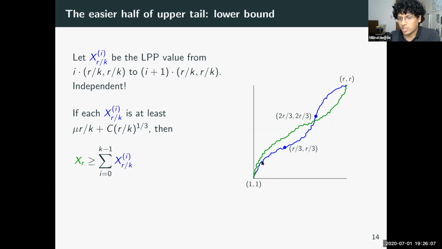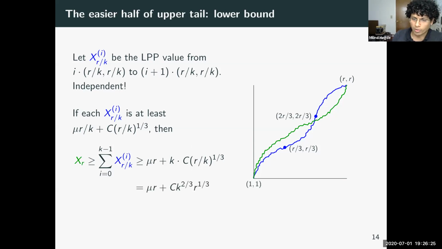So now suppose you knew that each of these three subpaths was at least mu r over k plus c (r over k) to the 1/3. If you knew this, then you would have this lower bound on X_r of k times the fluctuation plus mu r. If you just work it out, it's k to the 2/3 r to the 1/3. And remember, we're setting k to be t to the power 3/2 up to constants. So this is exactly mu r plus t r to the 1/3. And so the event that each of these things has typical fluctuations will imply the event that X_r is big, on the level we want.